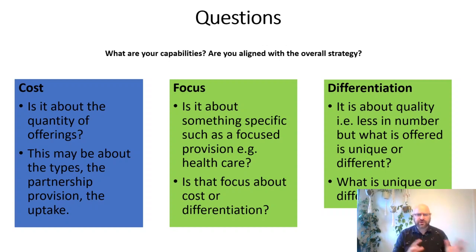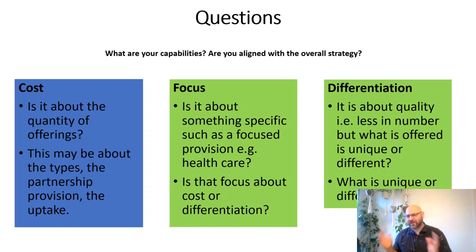If you want to focus on cost or differentiation, these are some of the questions that you want to ask. Is it about something specific, such as a focused provision? So in this case, you may want to just focus on health workers. You just want to focus on education teachers. You just want to focus in on military or police. Is that focus, and again, is that focus about cost? So if you're focusing just on healthcare, do you want to provide as much as you possibly can and spread yourself right the way across? Or do you only want to offer a very boutique provision for the healthcare sector, which is not being offered anywhere else? And that makes you different. You're differentiating yourself.